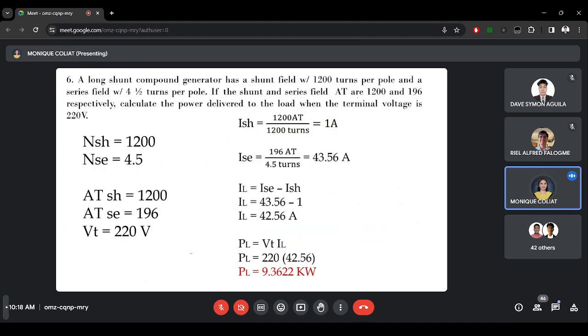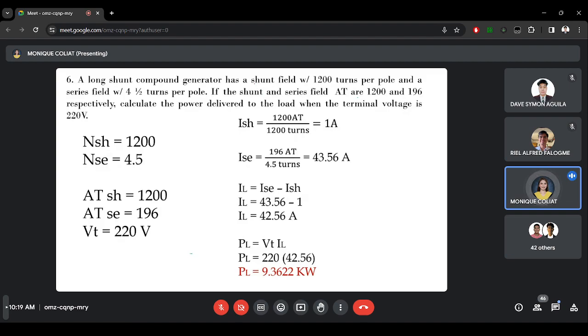Okay, so a long shunt compound generator has a shunt field with 1,200 turns per pole and a series field with 4.5 turns per pole. If the shunt and series field ampere turns are 1,200 and 196 respectively, calculate the power delivered to the load when the terminal voltage is 220 volts. Okay. So, first is get all the given parameters.